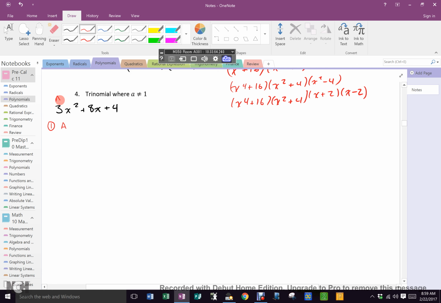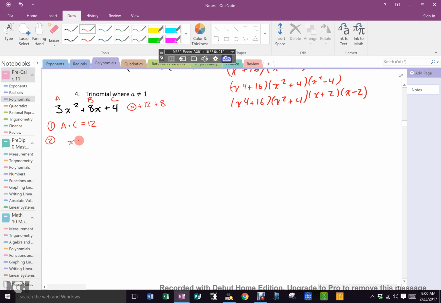A, B, C. A times C. That's step 1. So that equals 12 in this case. So I need numbers that multiply to 12 and add to 8, right? Cool? So step 2, I then set it up the way I already know how to do it.